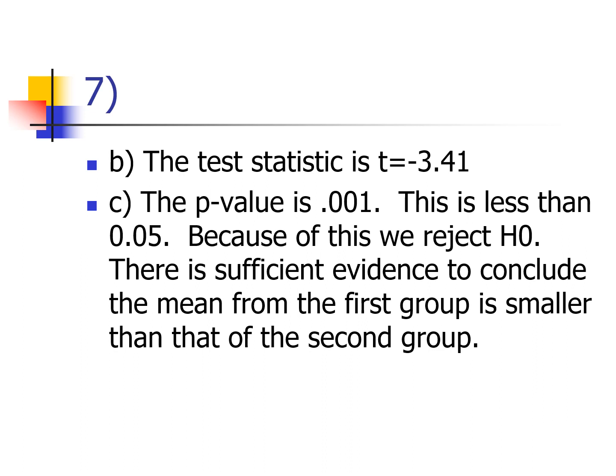It's 0.001. We're told to use an alpha of 0.05, so we compare it to 0.05. In this case, it's less than 0.05. Because of that, we reject the null hypothesis. What does that mean? It means there's sufficient evidence to conclude that the mean from the first group is smaller than the mean of the second group. Yeah, pretty easy, right?